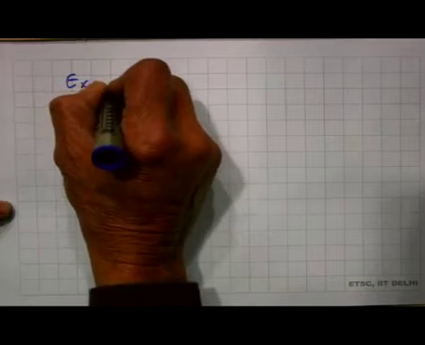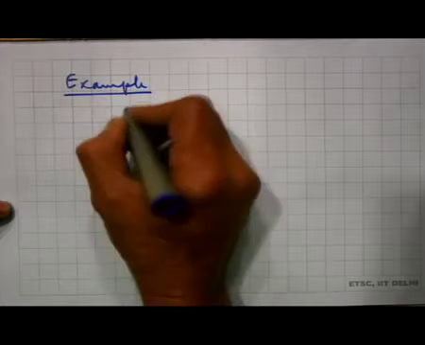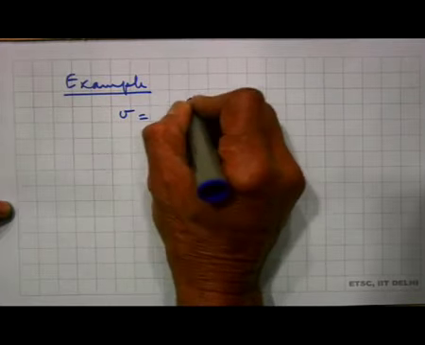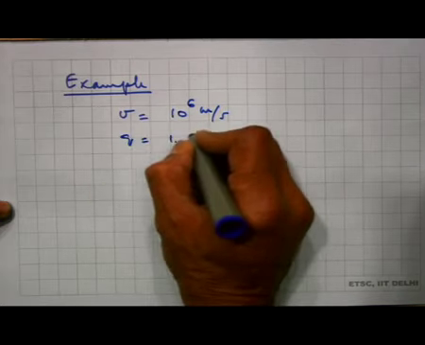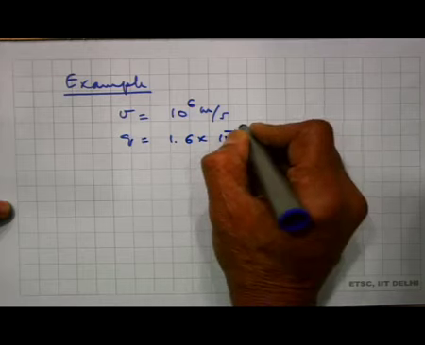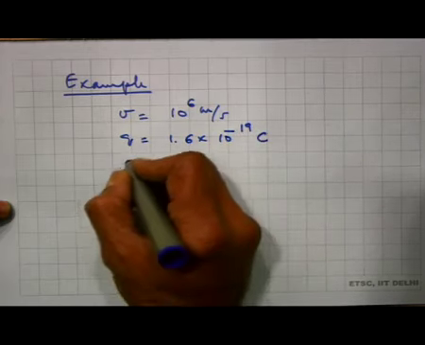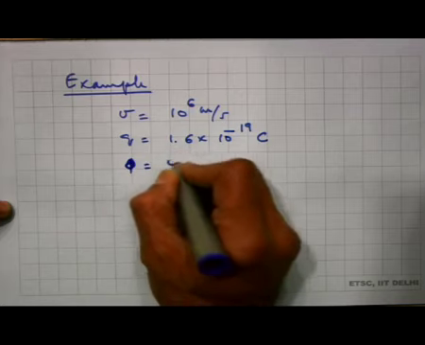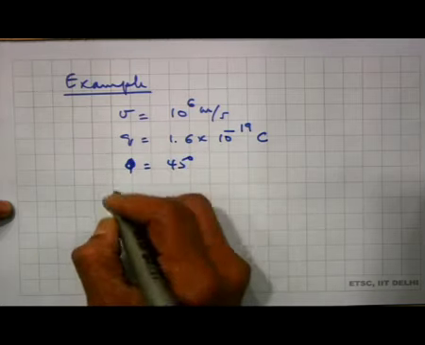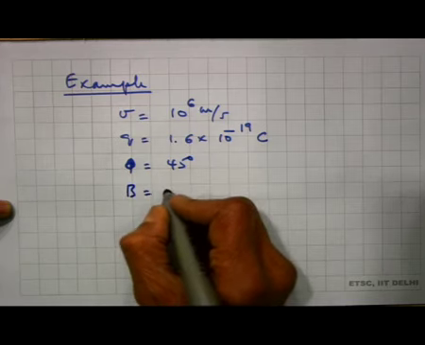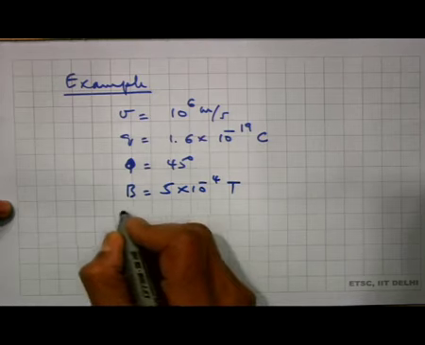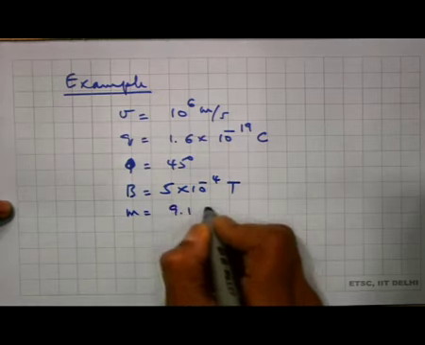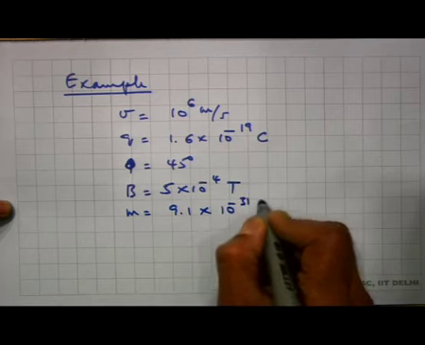Let me take an example here. Let me take a particle with a velocity of about 10 to the power 6 meters per second, a charge which is the electron, one electronic charge, and let me assume an angle phi equal to 45 degrees, a magnetic field of 5 times 10 to the minus 4 Tesla, and the mass of the particle is 9.1 times 10 to the minus 31 kilogram.